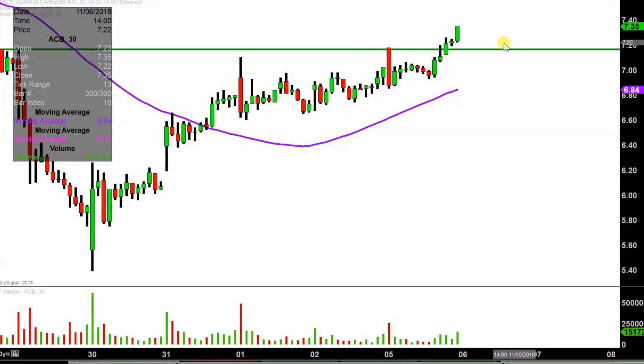Now, don't get me wrong. If the price falls below 7.20, I'm not saying the entire chart's ruined or anything like that. But if the price can manage to stay up above that level, that would certainly be a huge sign of power going forward.